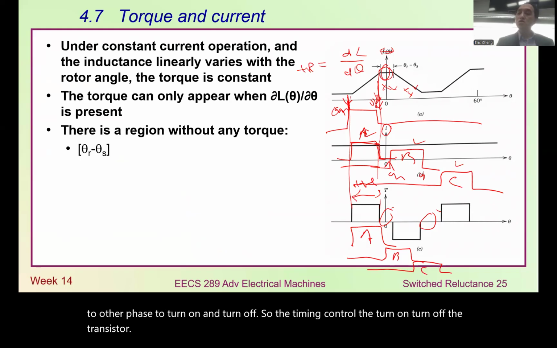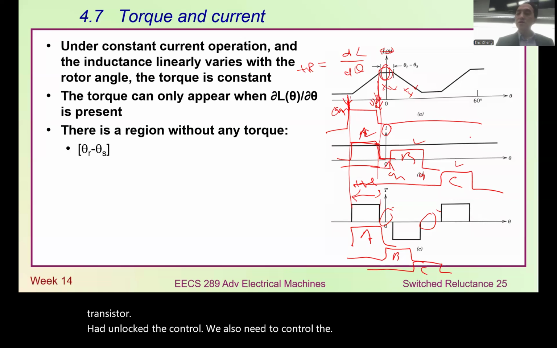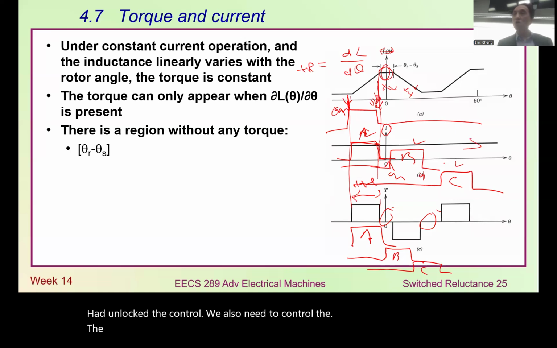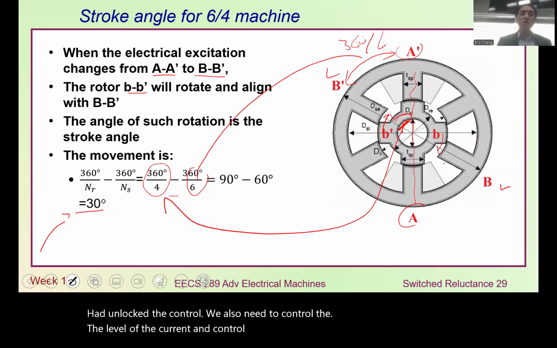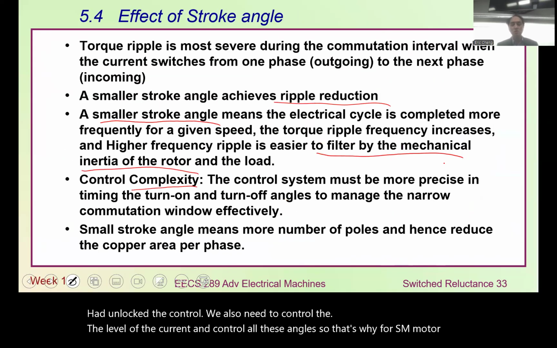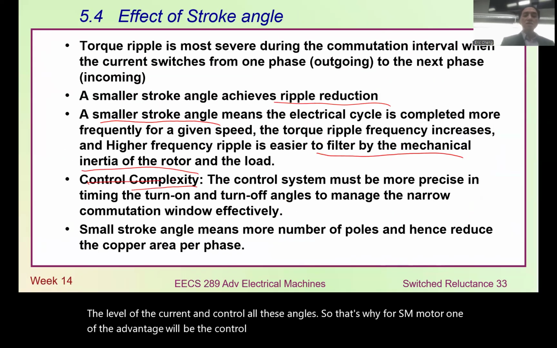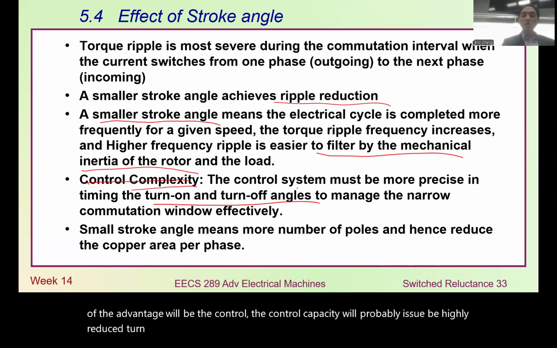We also need to control the level of the current and control all these angles. So that's why for the SR motor, one of the disadvantages will be the control. The control capability will be one issue. We need to set the turn-on angle. So, I mean, the window is quite narrow.